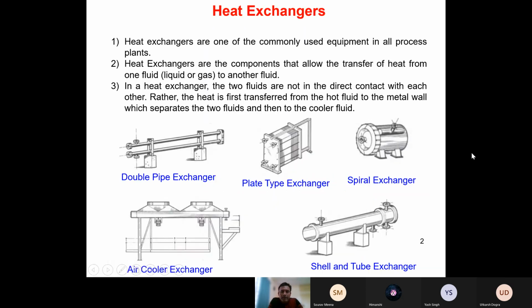Okay. So in the last class, we said that studying the heat exchanger and its design is extremely important, because if you look at the process application, several heat exchangers are regularly used in the process application. Some of the commonly used heat exchangers are shown here: a double pipe heat exchanger, plate type heat exchanger, spiral heat exchanger, air cooler heat exchanger, shell and tube heat exchanger, etc.